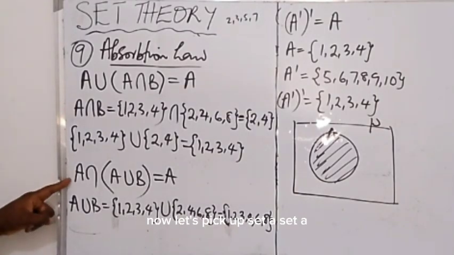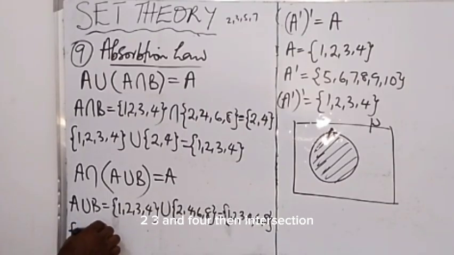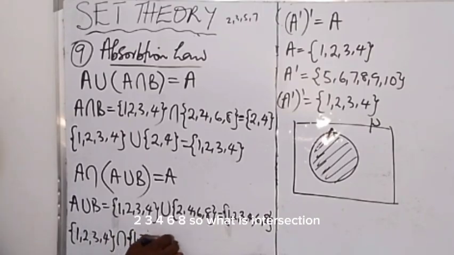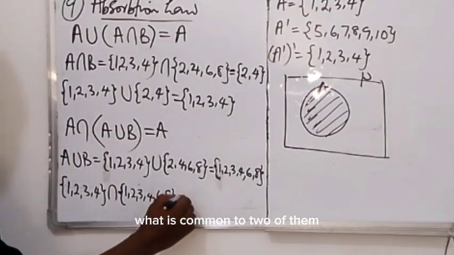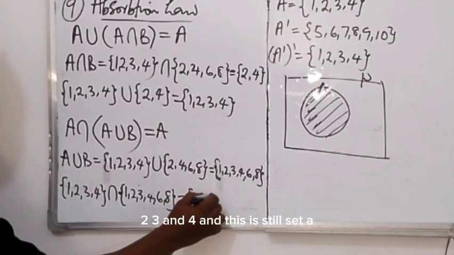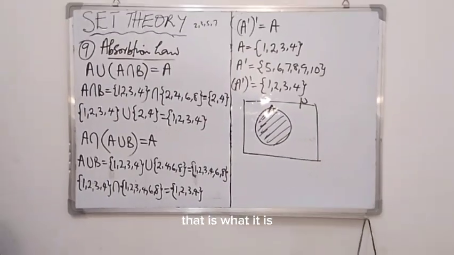Now let's pick up set A. Set A is 1, 2, 3, and 4. Then intersection of the union of A and B, which is 1, 2, 3, 4, 6, 8. So what is intersection? What is common to two of them? What is common to two of them will be our 1, 2, 3, and 4. And this is still set A. That is what it is.